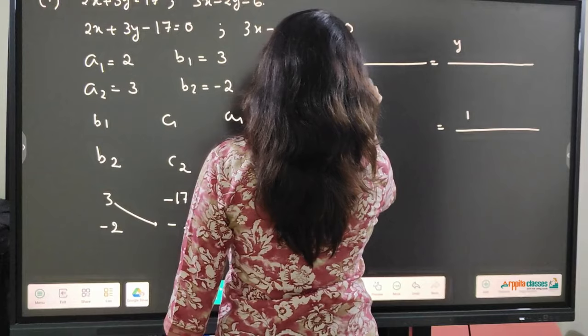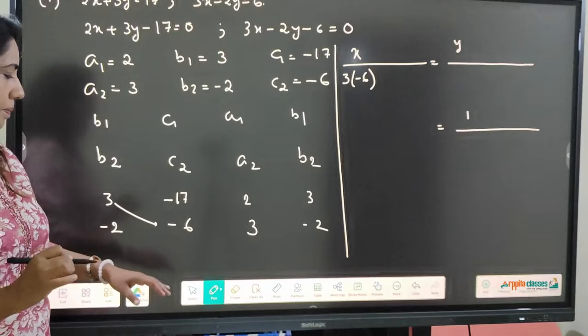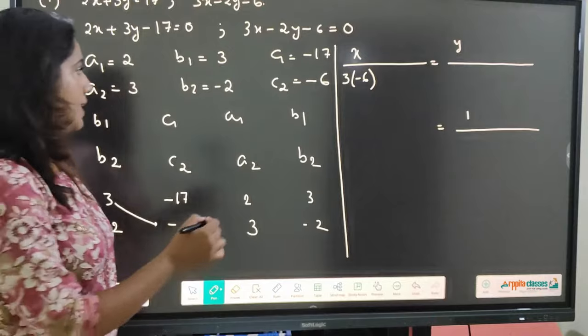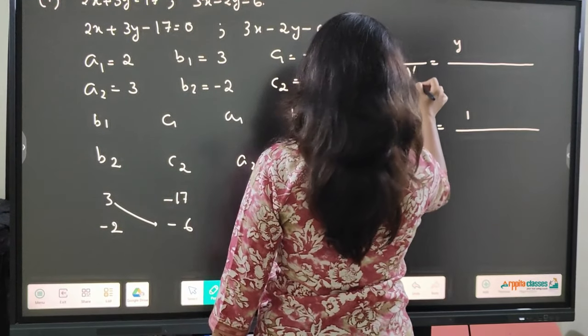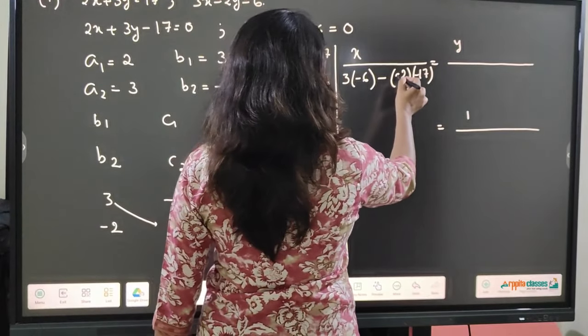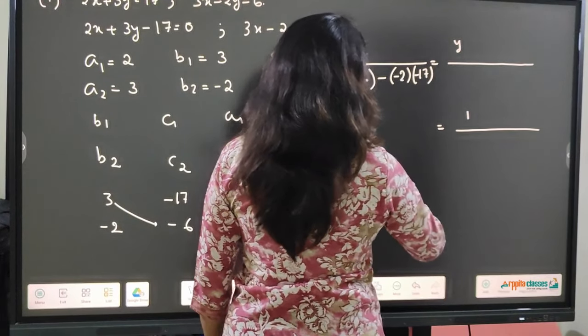You can pause the video, do the sum on your own. I hope everybody understood. You can check the answer after you complete the sum. Okay, so 3 into minus 6 and then there is a minus sign. This is minus 2 into minus 17. I'll write the minus properly. Yeah, minus 2 into minus 17.